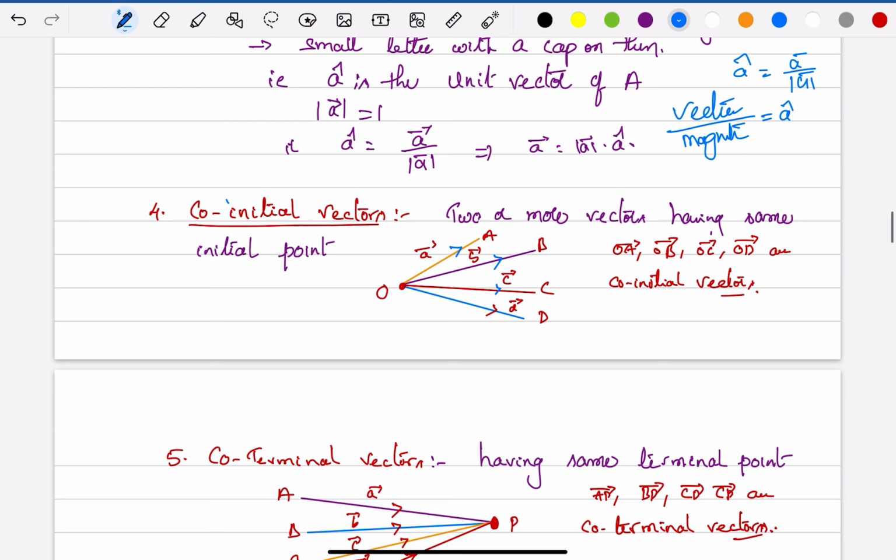Co-initial vectors: two or more vectors having the same initial point are called co-initial vectors, like OA, OB, OC, OD. O is the initial point.